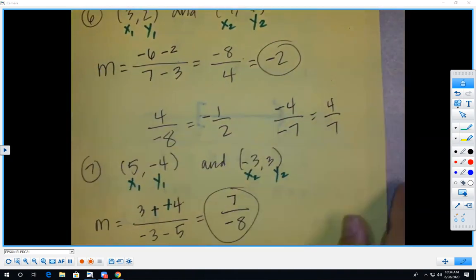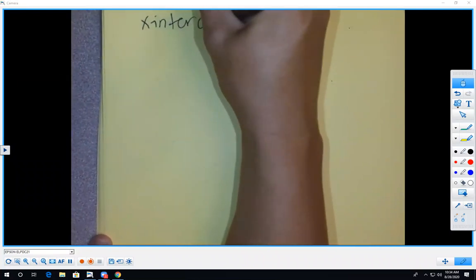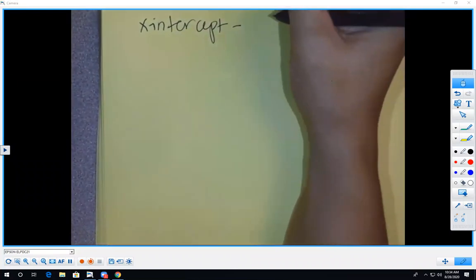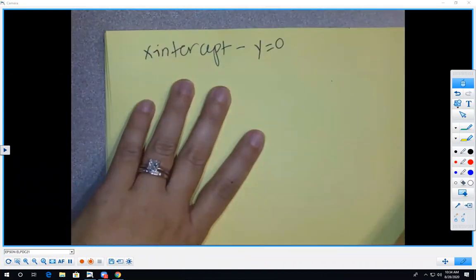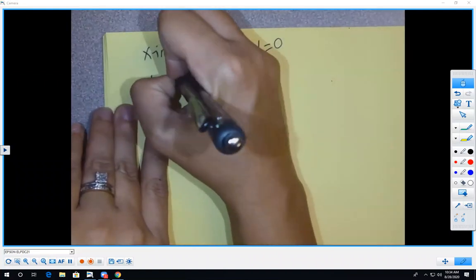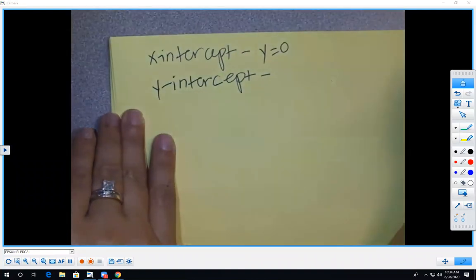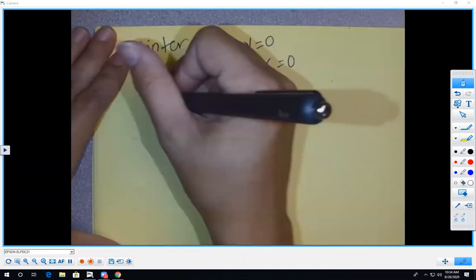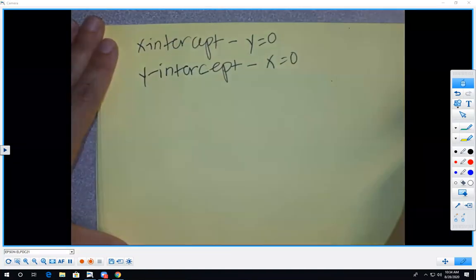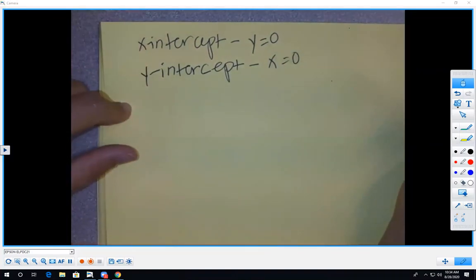Okay, last thing is x and y intercepts. What is an x-intercept? It is where your graph crosses the x-axis, and that is where your y value is equal to 0. What's a y-intercept? Where your graph crosses the y-axis, and x equals 0 here. So the way that I find x and y intercepts is I plug in 0 into the other letter. To find the x-intercept, you plug in 0 for y. To find the y-intercept, you plug in 0 for x.